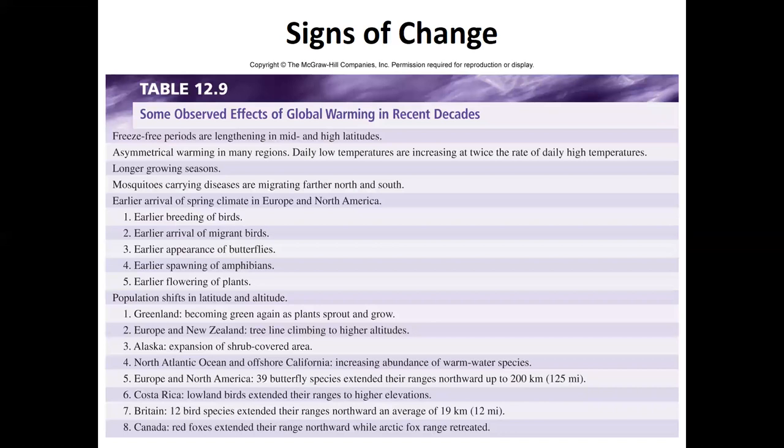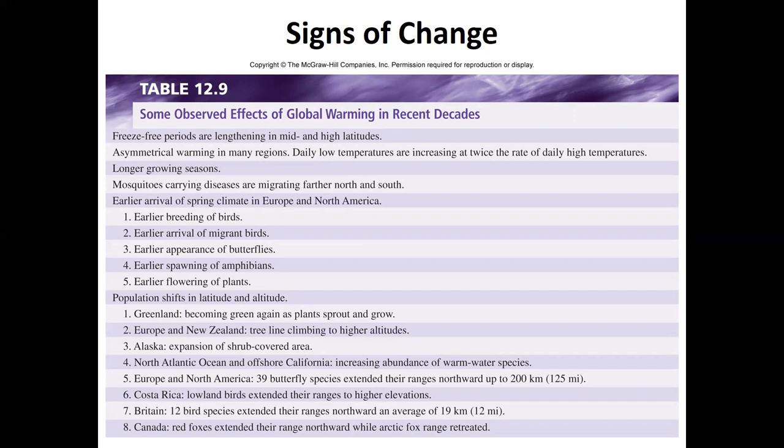So this is a list of signs of change in the climate. The freeze-free periods are lengthening in mid and high latitudes. There's asymmetrical warming in many regions. Daily low temperatures are increasing at twice the rate of daily high temperatures. There are longer growing seasons in regions. Mosquito-carrying diseases are migrating further north and south. We saw that with the Zika virus.